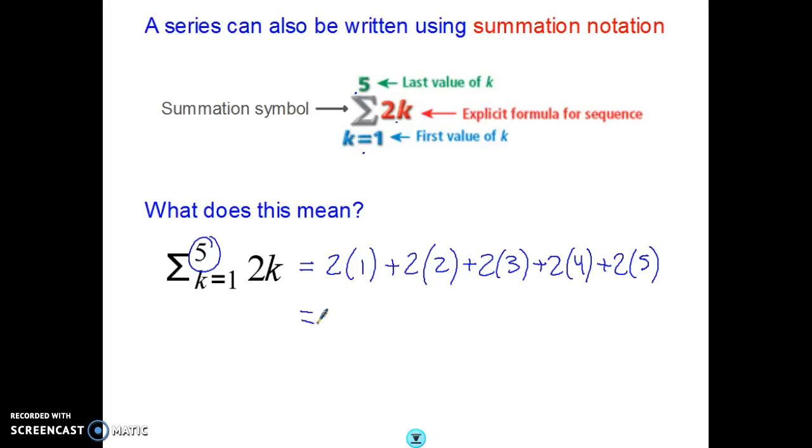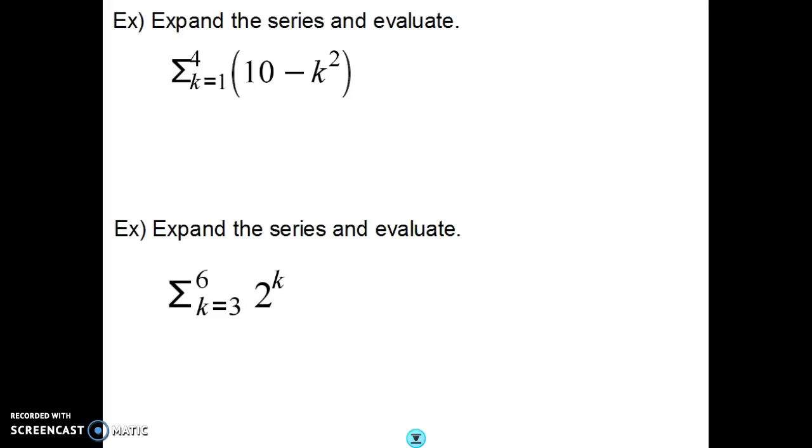Well, we can do a little bit of arithmetic here. We get 2 plus 4 plus 6 plus 8 plus 10. And now we have expanded our series. So let's look at a couple more examples.